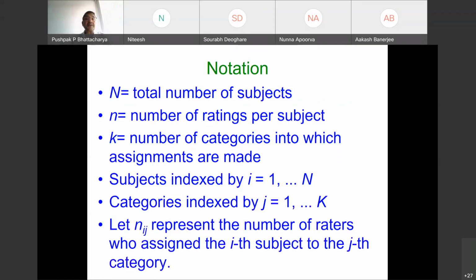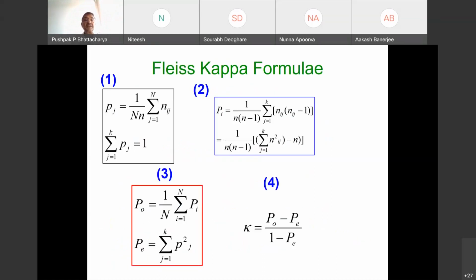N is the total number of subjects. Small n is the number of ratings per subject. K is the number of categories into which assignments are made. Subjects are indexed by i, categories are indexed by j. i varies from 1 to N, j varies from 1 to K. nij represents the number of raters who assign the ith subject to the jth category.